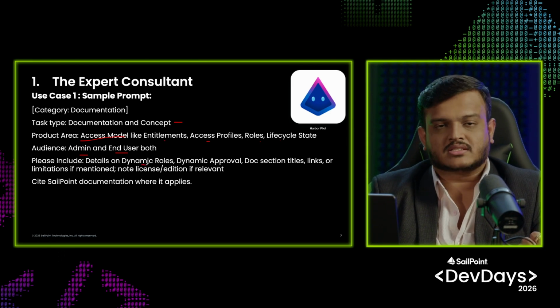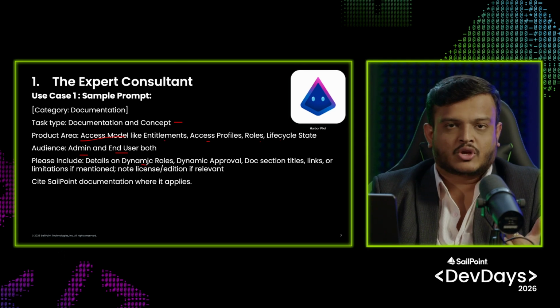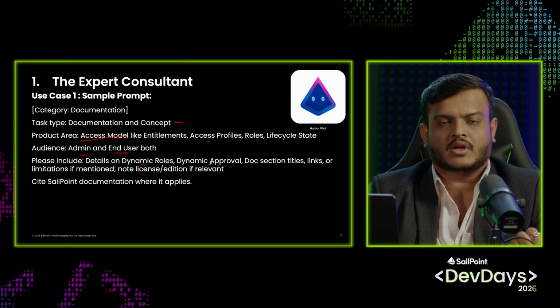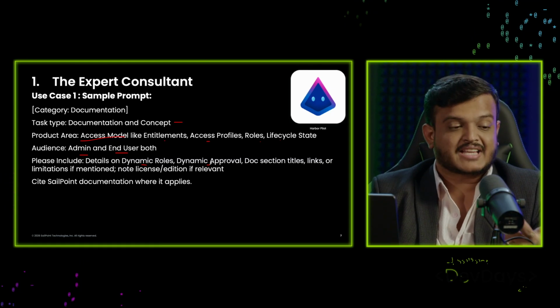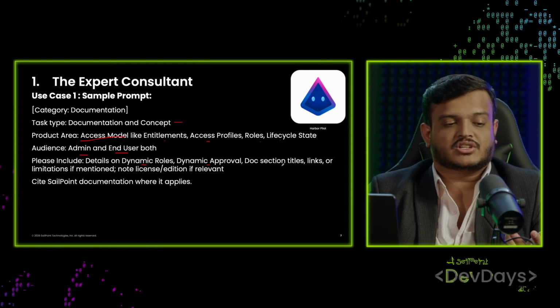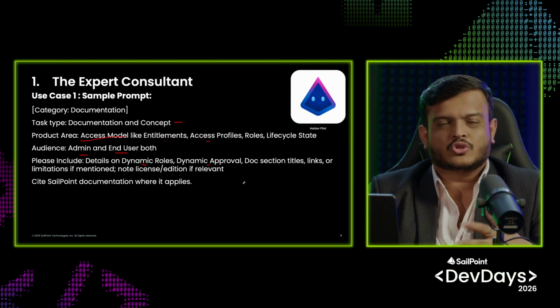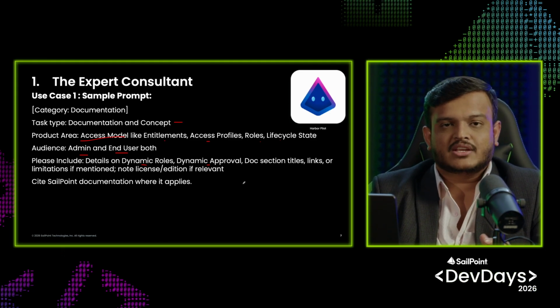So for example, I listed that I want to hear about dynamic roles because there's something new which has been added, or dynamic approvals as well, because that is also something new. Then doc section titles, links, limitations if needed, any notes, any license limitations, anything which is around.